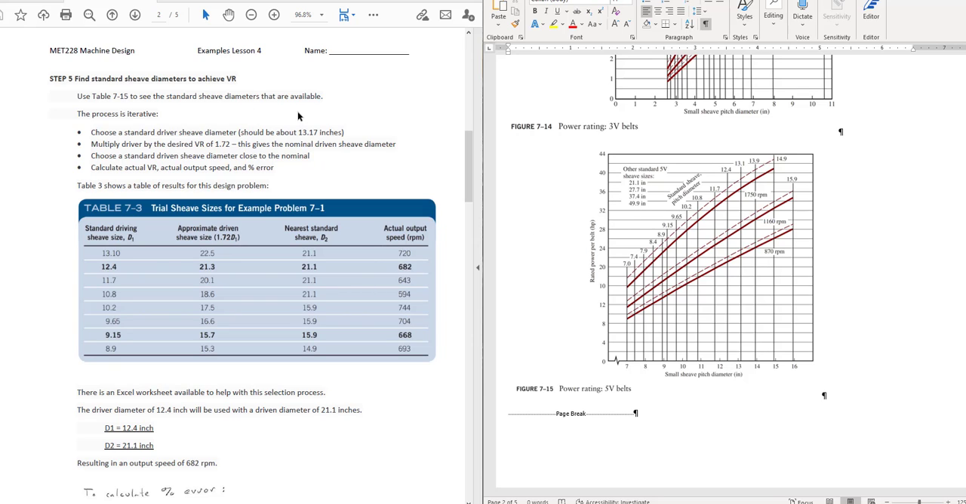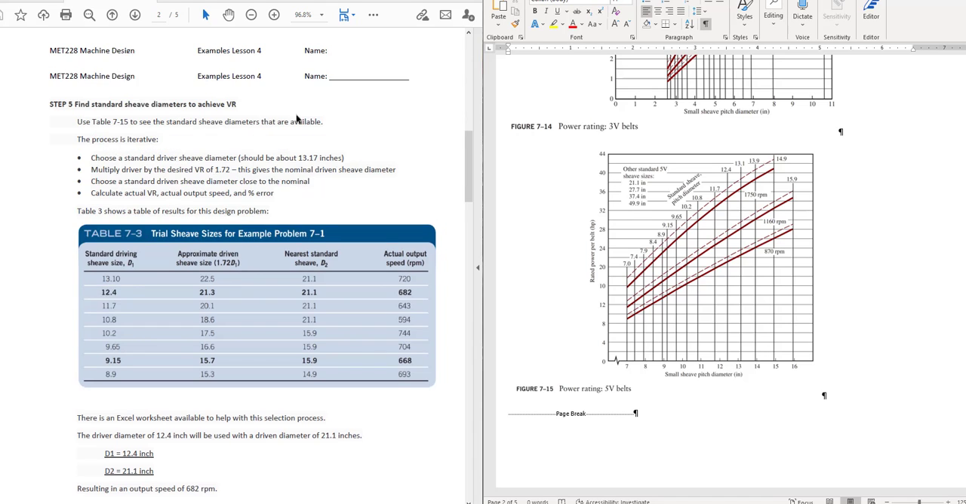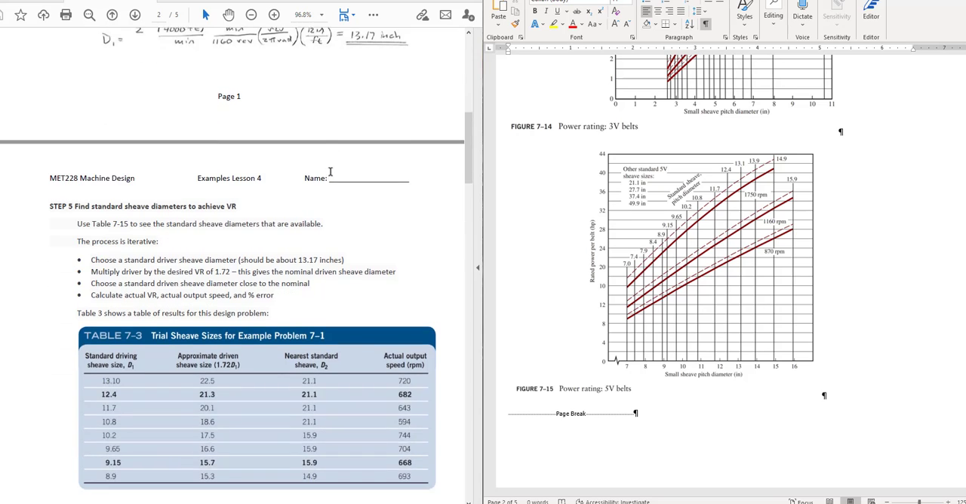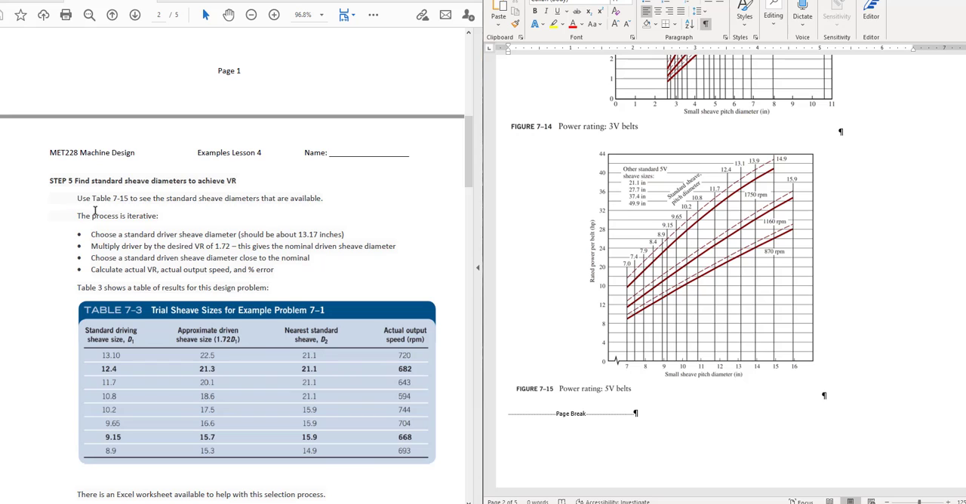So the procedure here is kind of iterative. In the previous step, in step 4, we calculated what the nominal diameter of the driver sheave is supposed to be to get us in the ballpark of the 4,000 feet per minute. So now we're going to take that one step further. You're going to choose a standard driver sheave diameter. That's the driver, the one that's connected to the electric motor, and it should be around 13.17 inches. And then you multiply that driver by the desired velocity ratio of 1.72.